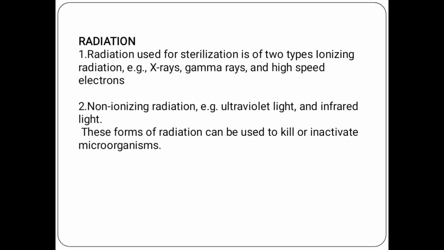Now we come to cold sterilization. In cold sterilization, radiation is a very common example. In radiation, X-rays, gamma rays, and high-speed electrons are used to irradiate material. When a material comes in contact with X-rays and gamma rays, these rays are responsible for disrupting the plasma of a bacteria or any kind of microorganism. So this is the simple function of radiation. There are two types of radiation: ionizing radiation and non-ionizing radiation. In non-ionizing radiation, ultraviolet light and infrared light are used. So this form of radiation can be used to kill or inactivate microorganisms.